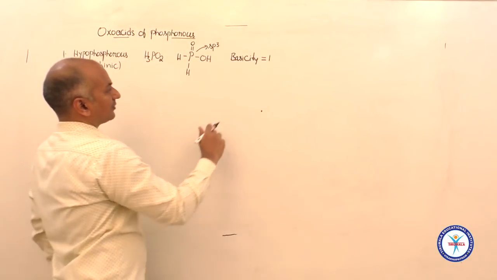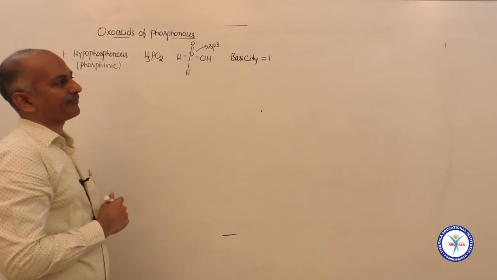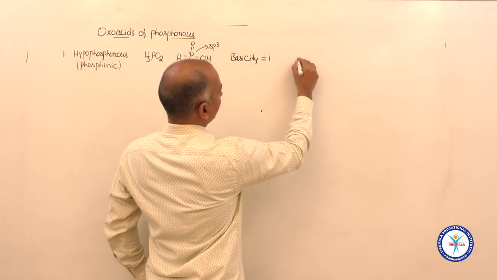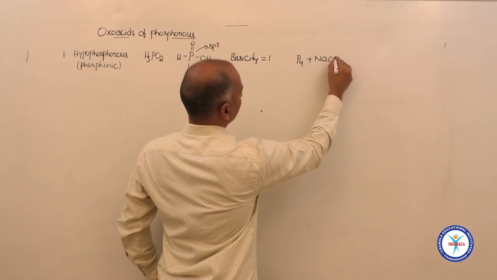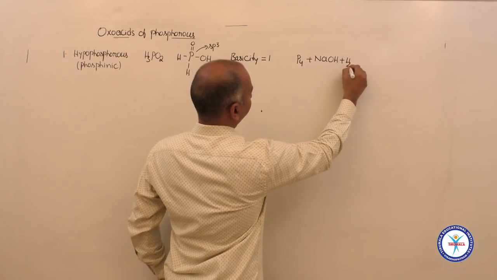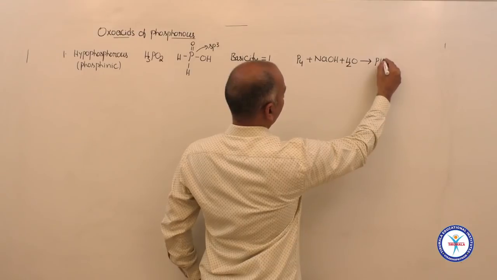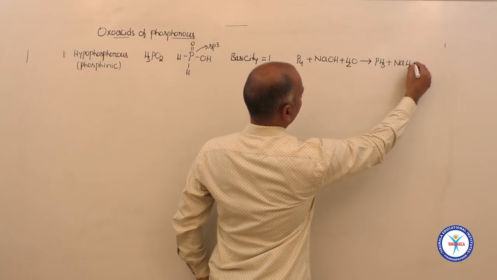So basicity is 1. And how do you prepare this compound? We have already seen that reaction. You take white phosphorus, you treat this with NaOH in the presence of water, and in a disproportionation reaction, you will get phosphine plus NaH2PO2.